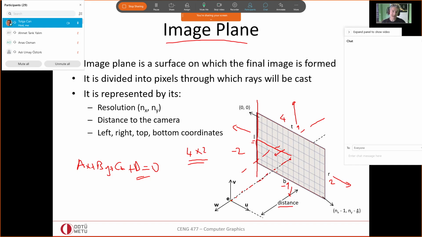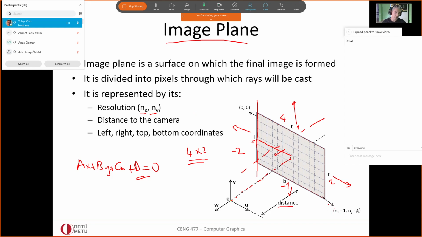Now, in this 4 by 2 unit area, I mean in this 4 by 2 rectangle, we may have millions of pixels, or if you want, billions of pixels, because the number of pixels is determined by another pair of parameters, the resolution, nx and ny. nx and ny are 2 integers, which tell us how many pixels we have in a row and in a column. Sorry, when I say in a column, I'm showing a row.